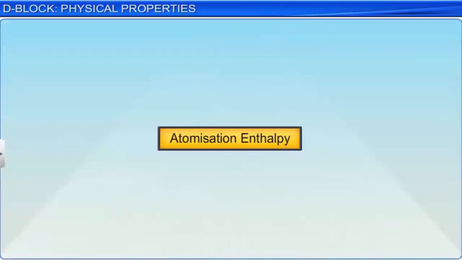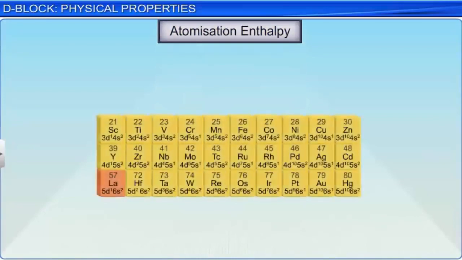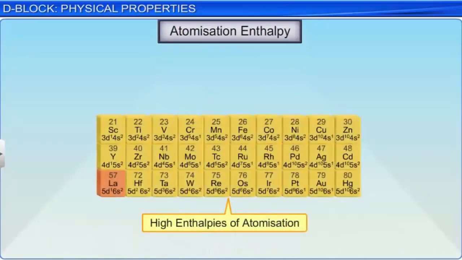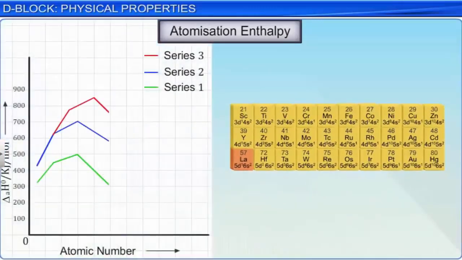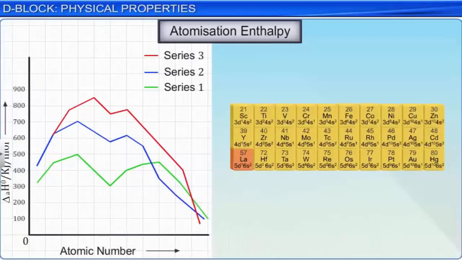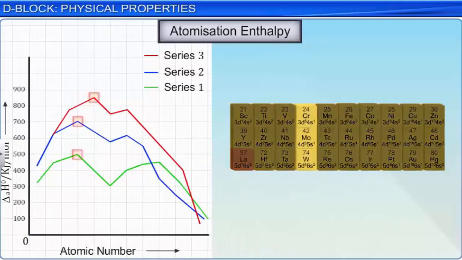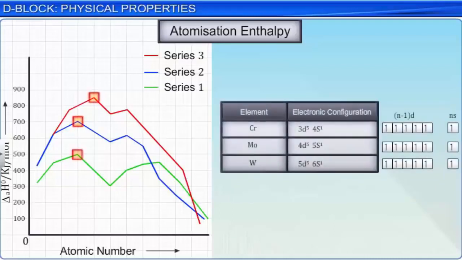Now let's look at the atomization enthalpies of these elements. These elements have high enthalpies of atomization. The trends in the enthalpies of atomization of these elements are shown in this graph. From the graph, you can see that they exhibit maxima at about the middle of each series. The maxima in each series indicate that interatomic interactions are stronger in half-filled d orbitals.